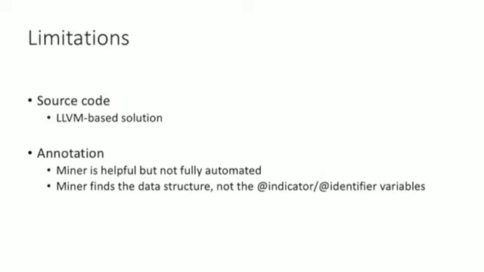And of course, we have limitations. First of all, we need the source code. It's based on LLVM. We have to. And I think it's necessary because the user has to provide the perspective to us. The second one is annotation. It's not fully automated. We have the miner, but it just identifies the data structure. Actually, we need to identify the indicator and identify our variables. Still one more step to go.